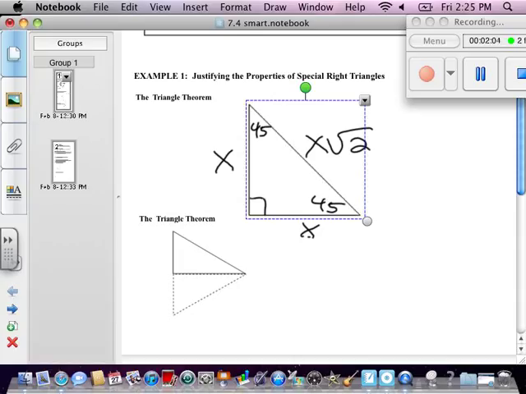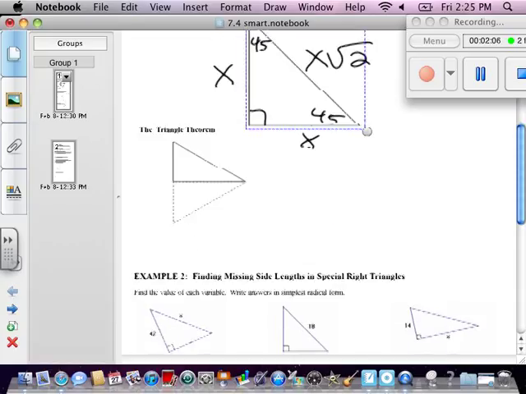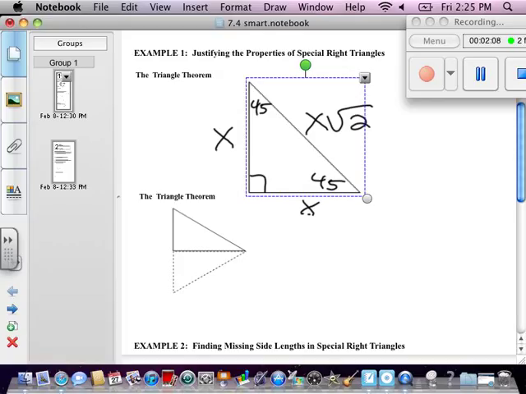So let's look at a 30, 60, 90. This is just the instructions, and then we're going to do problems just like that. Okay, so now we're going to look at a 30, 60, 90. We have a 30, a 60, and a 90.